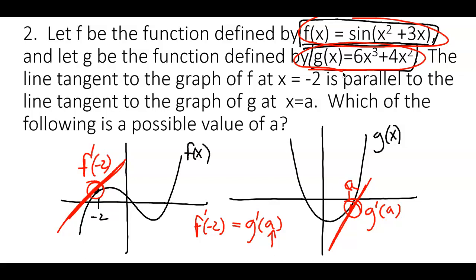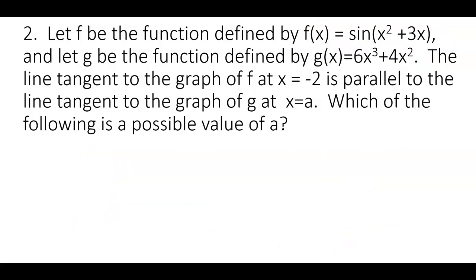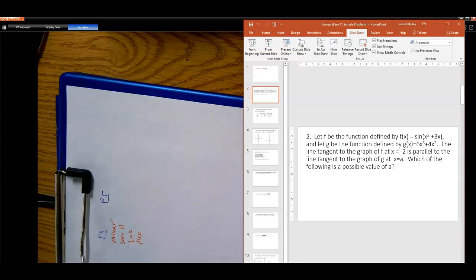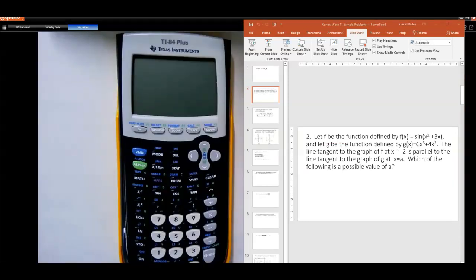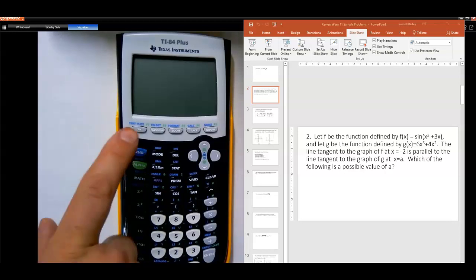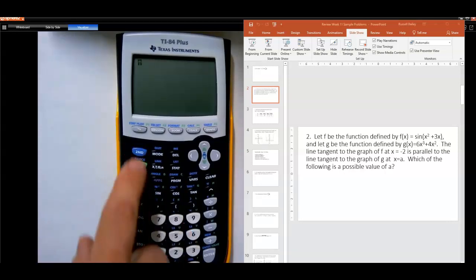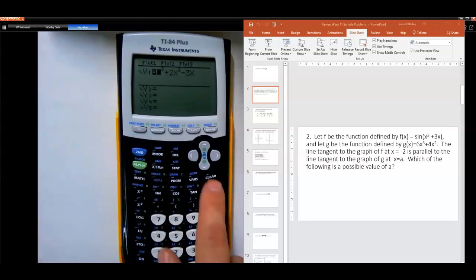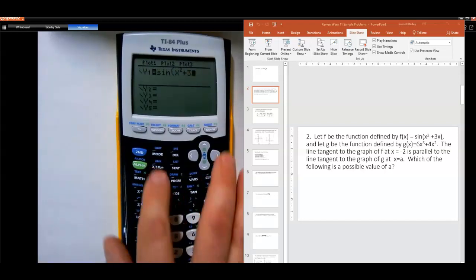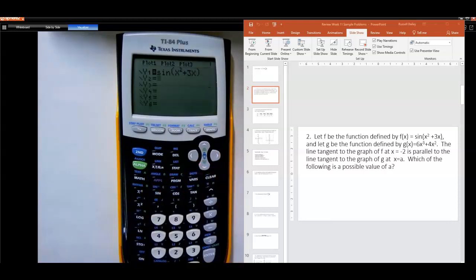So now I'm going to be doing all of this on my calculator here. So let me bring up my graphing calculator. Now the first thing I'm going to do is type both of my functions into the calculator. So I'm going to go to y equals and put those functions in there. So we have f of x is going to be sine of x squared plus 3x. And you guys should do this along with me so that you can get used to pushing the buttons before you start doing it on your own.